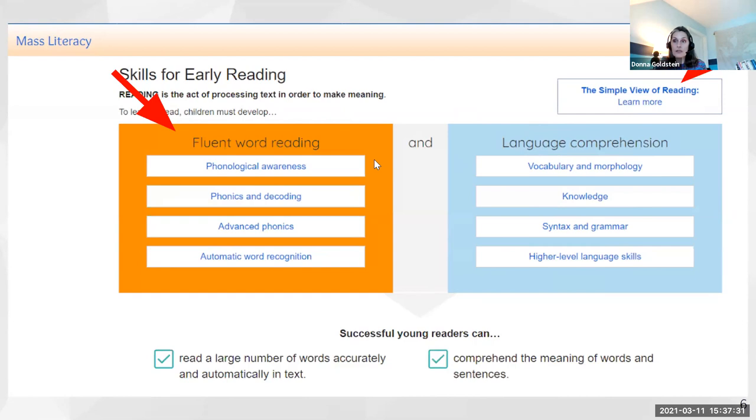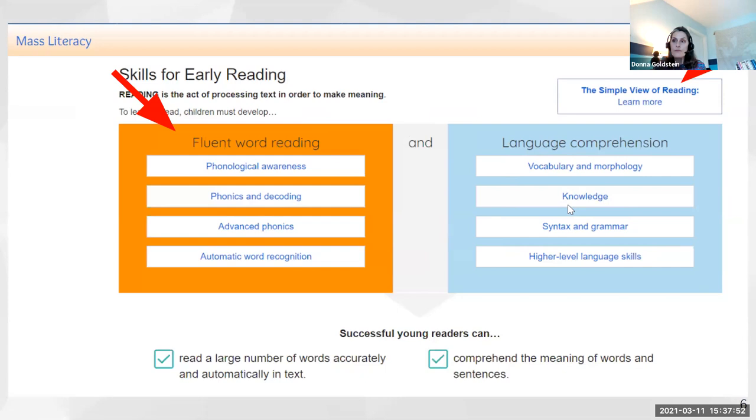The theory has held up over many years and in many studies. As you might remember, if you joined us last week when we had Jen Traverso as our featured speaker, we did spend some time at the language comprehension side of the simple view, specifically here around knowledge.